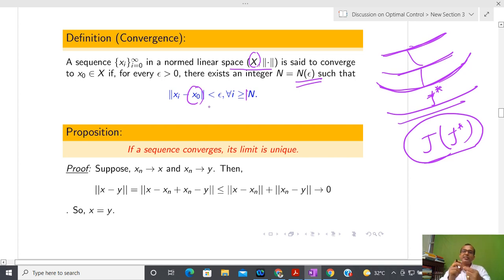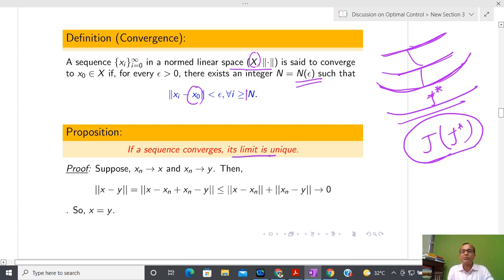In one dimension we know how to define the limit, because in one dimension I have to approach only from two sides. But in higher dimensional space I have to approach from all sides, and for that reason the notion of a ball is required in order to define the convergence. And if some sequence converges, then its limit is unique.